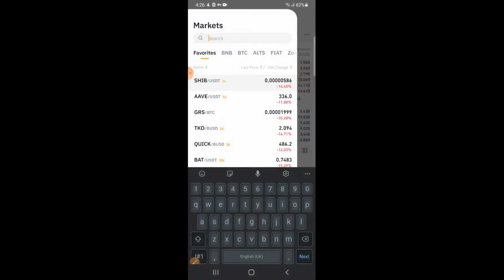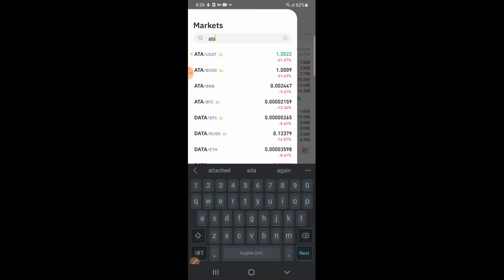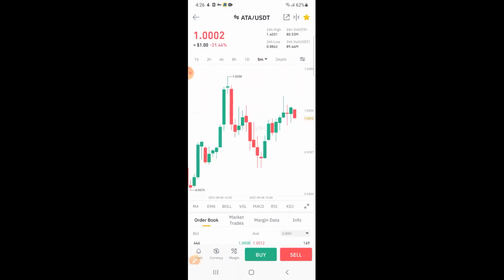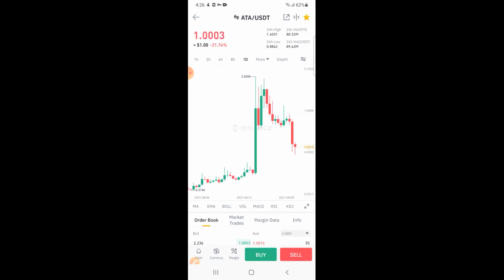Open Binance Exchange and search this coin, ADA USDT. Now click here, candle. At this time I am a long trader, so select here 1 day, because I want to trade it for a long time. Here is the 24 hours volume, and low, I have already told you, you must check this. 0.8 is low, 1.4, and its current price is 0.9.